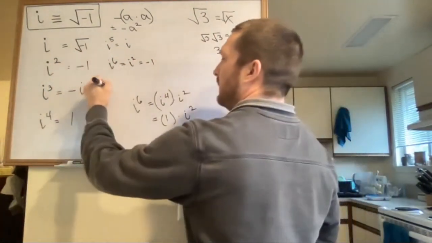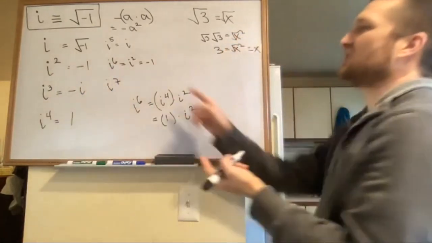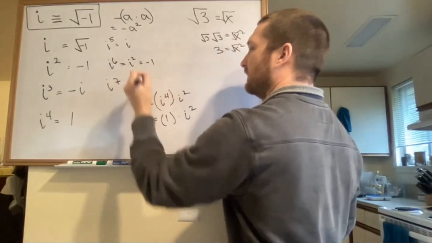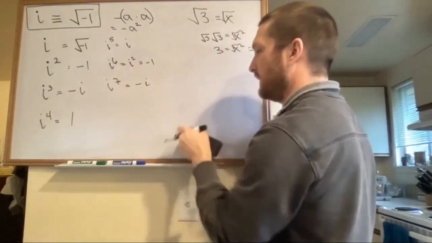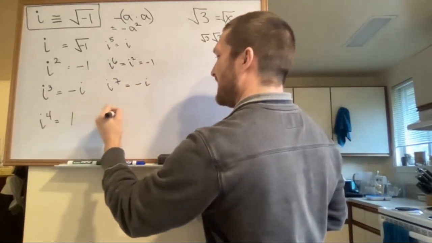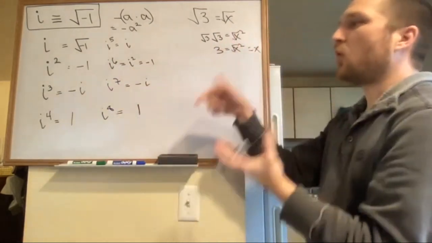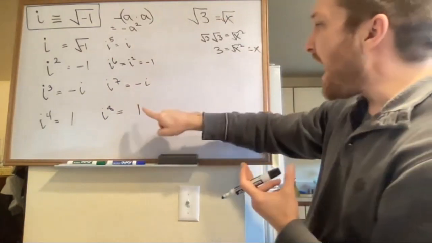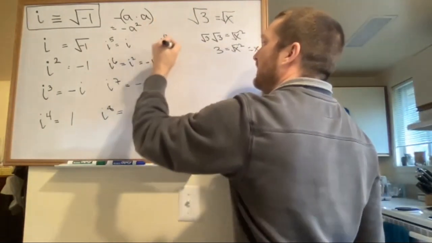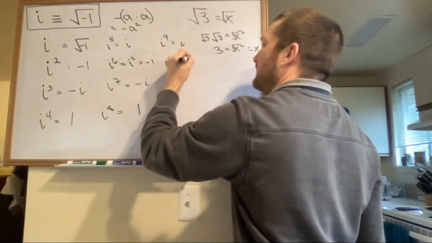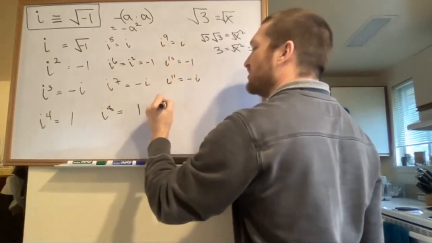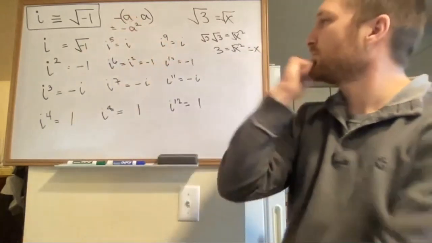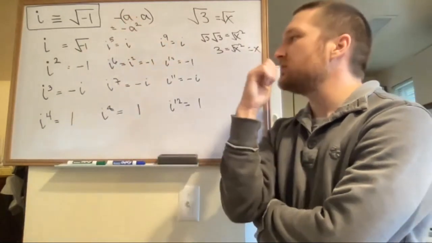Throw one more on there. i to the 7th is just i to the 6th times i, and we're back to negative i. i to the 8th finally comes back to 1. And so on and so forth. i to the 9th, i to the 8th is 1, and so add one more i onto there. i to the 9th would just be i. i to the 10th, therefore, would be -1. i to the 11th would be negative i. And it just keeps going on and on like that forever and ever in these groups of 4. Any questions about that?